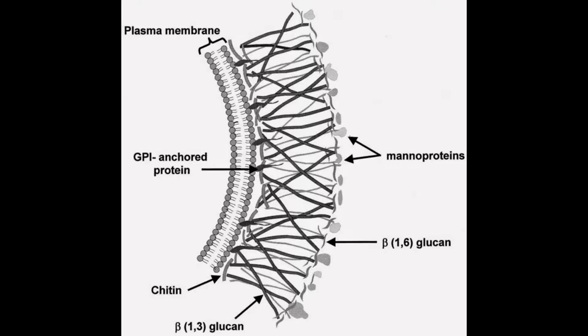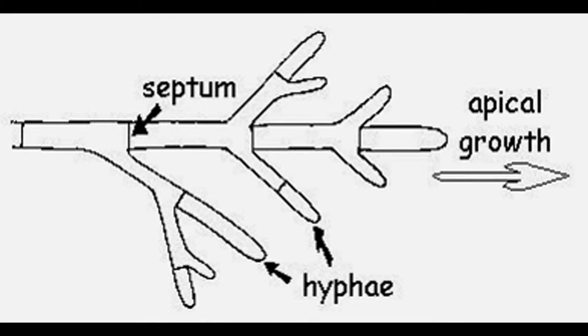Plants have cell walls with cellulose. Fungi have chitin in the cell walls of the hypha. Chitin is a complex form of a polysaccharide. Plants store food as starch. Fungi store food as glycogen.